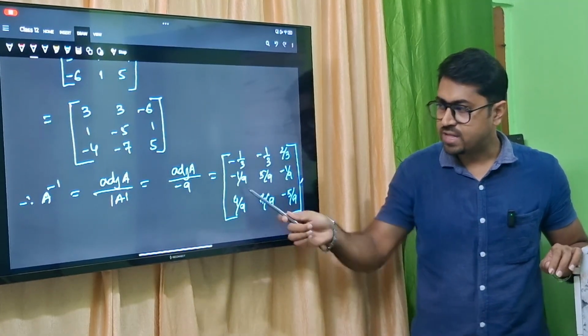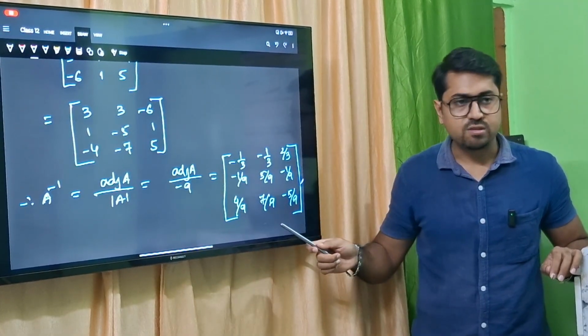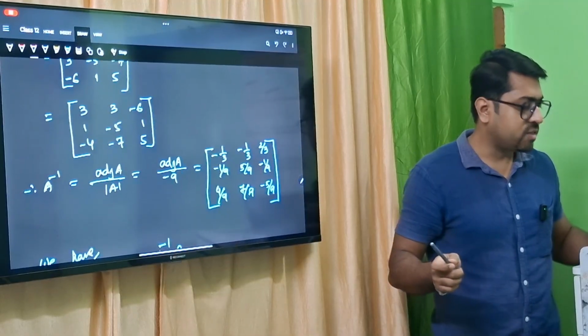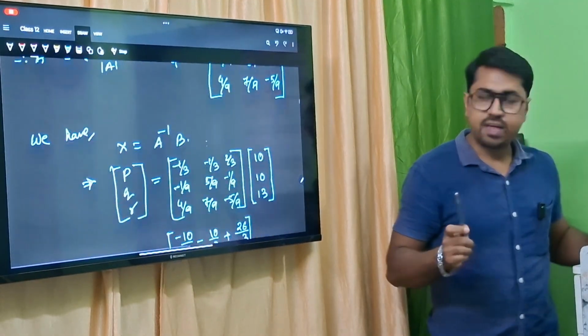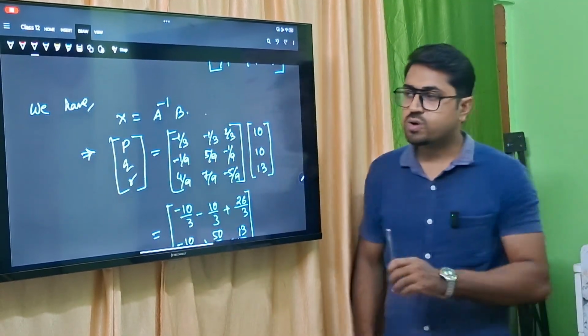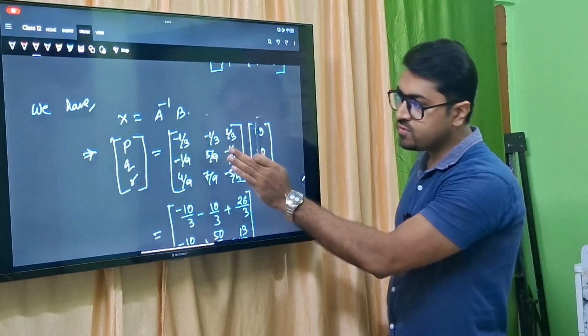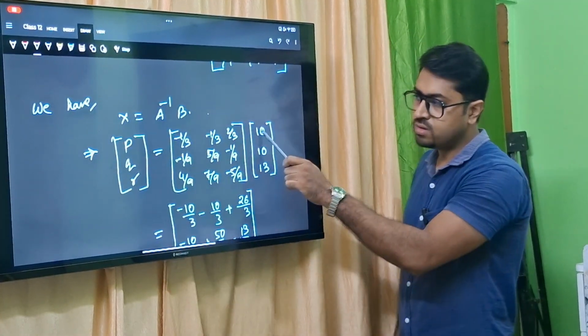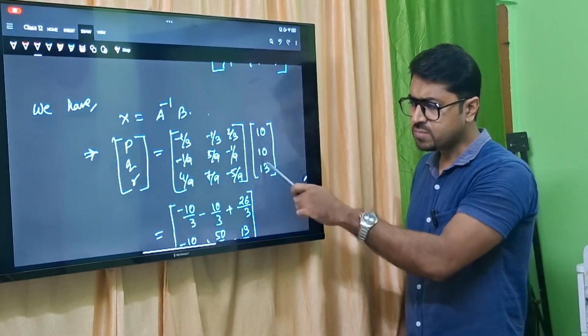So it is multiplied, and this is the matrix. That is called A inverse. After finding the A inverse, you consider that equation, X equal to A inverse B. X was PQR, and A inverse is that matrix. B is the constant matrix, the 10 and 13.